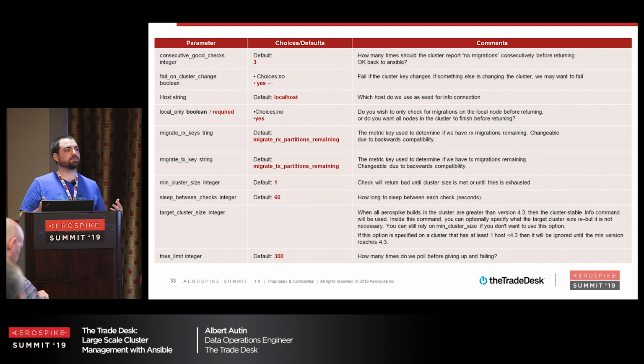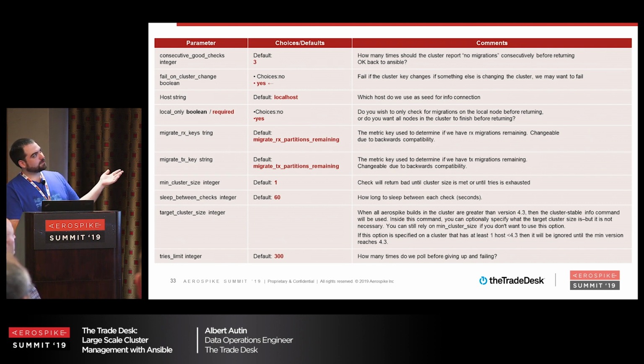So we want to make sure that Aerospike has looked good 3 times in a row before continuing. I'm a little paranoid about my cluster. I don't know if anyone else is, but I want to make sure it looks good 3 times in a row with 60-second breaks in between before I do anything to it. Fail and cluster change. If we're watching the cluster after we did something and something changed, let's stop the playbook.